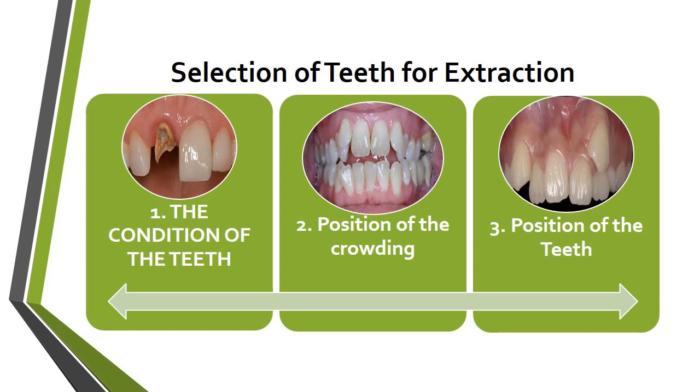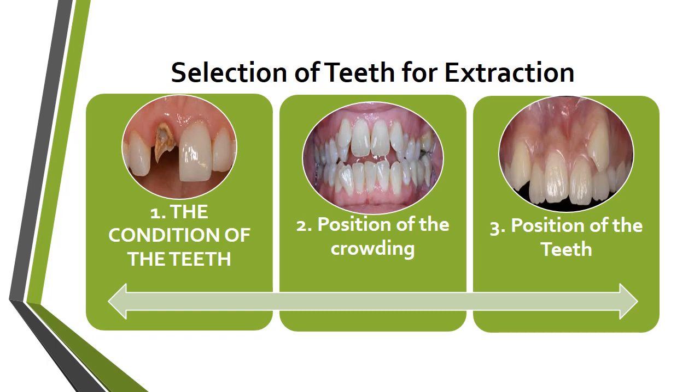The second factor is the position of the crowding. The crowding will be much more easily corrected if the extraction is performed in that part of the arch rather than doing the extraction in some remote, uncrowded part of the arch. However, the crowding of the incisors is usually corrected and relieved by the extraction of the premolars, as it gives us in the majority of cases a more aesthetic appearance and more occlusal balance than removal of the incisors.